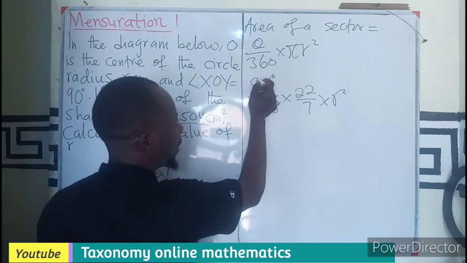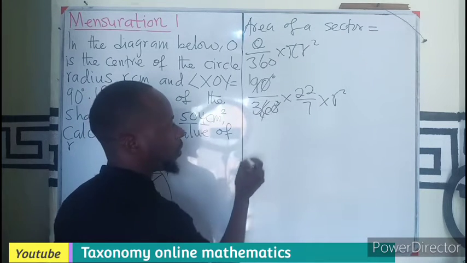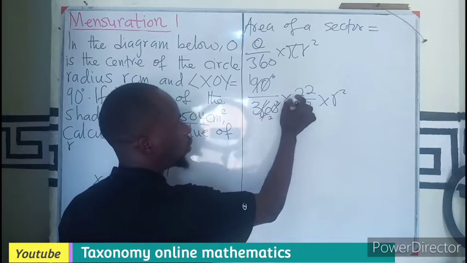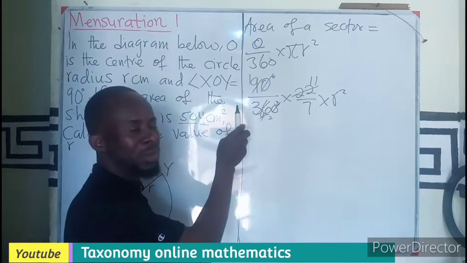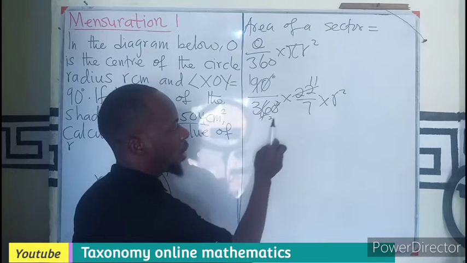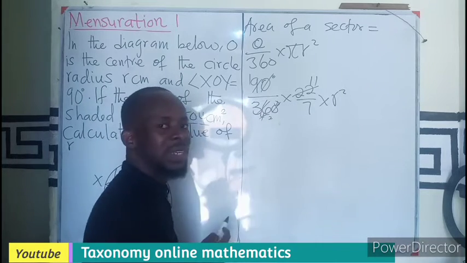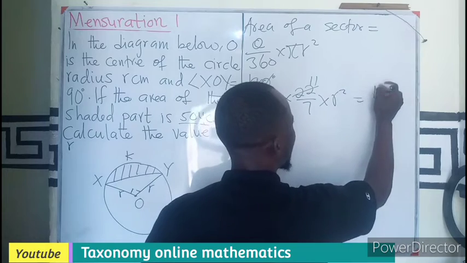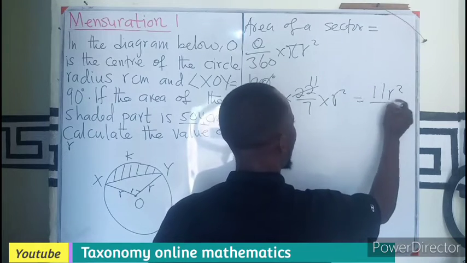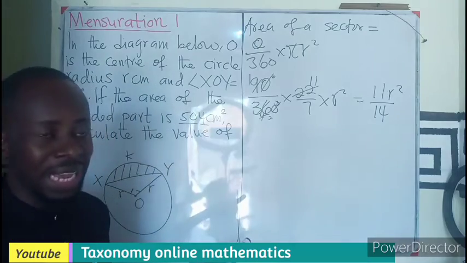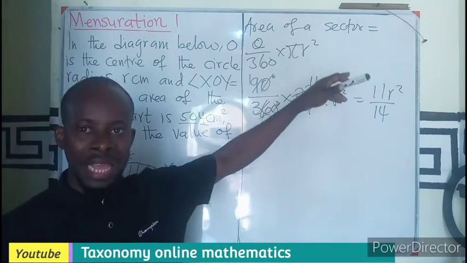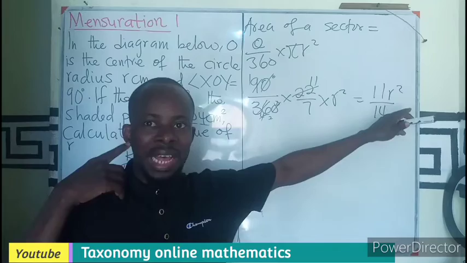We know 9 can go here 1, go here 4. 2 can go here 2 and go here 11. Meaning our numerator is now going to be 11 r squared over 2 times 7. So I have 11 r squared over 14. That is what we can get out of the area of the sector because the radius is unknown.